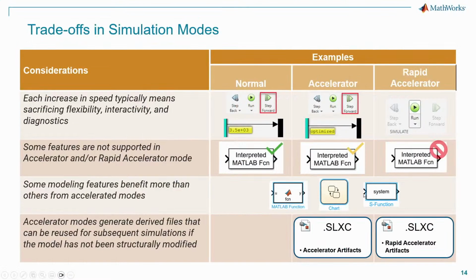And finally, we'll talk a bit about this later, but accelerator mode and rapid accelerator mode will produce generated files that you can use to speed up later initializations. You may notice these SLXC files, these Simulink Cache files, that will contain artifacts from previous accelerator and rapid accelerator builds that you can use for later simulations.